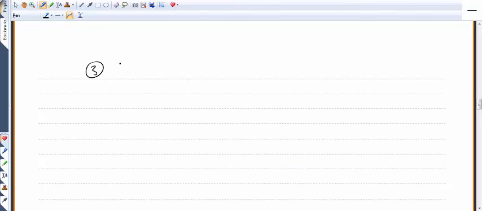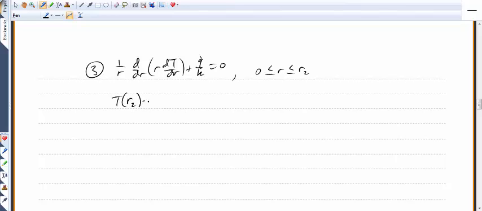So for example 3, take the same equation as example 2, 1 over r times d over dr of r dT dr, is q dot over k equals 0. But here we change the domain. r is now between 0 and R2. And we're given one boundary condition, T evaluated at R2 is equal to T2.